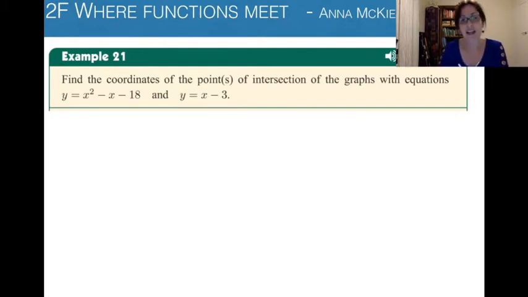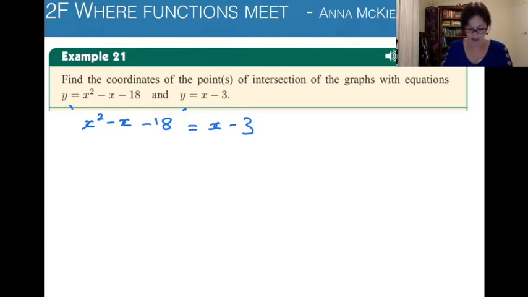Now algebraically, how do you do that? You essentially put y equal to y and find where the y's are equal. So let's do that. We've got x squared take x take 18 is equal to x take 3. And we're going to solve for that algebraically. So how to do that? You need to rearrange so that the right hand side is equal to 0, and essentially you could use the null factor law then. So rearranging, you can do it in whatever speed that you're comfortable with.